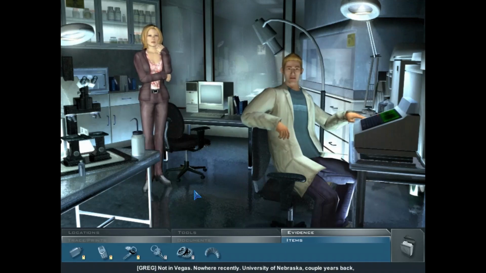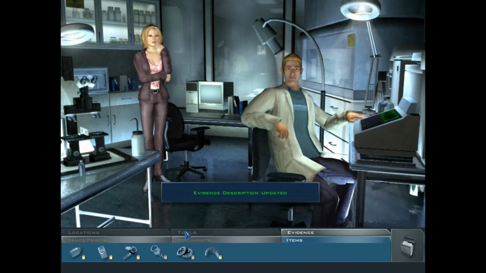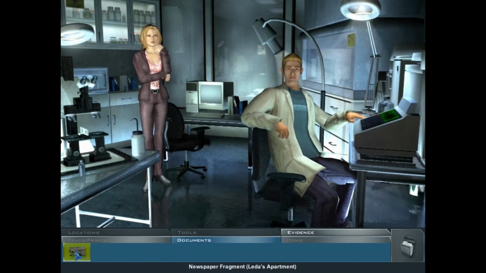Not in Vegas, nowhere recently. University of Nebraska a couple years back did some cryopreservation research. See how long you could freeze the larva without killing them. Not what I'd keep in the kitchen freezer. Okay, it's newsprint, and the date and page number are visible. You'll need to do a Lexis search for the article. Medicated skin cream, calcium gluconate gel, topical antidote to treat hydrofluoric acid burns. Like someone with access to a pharmacy.